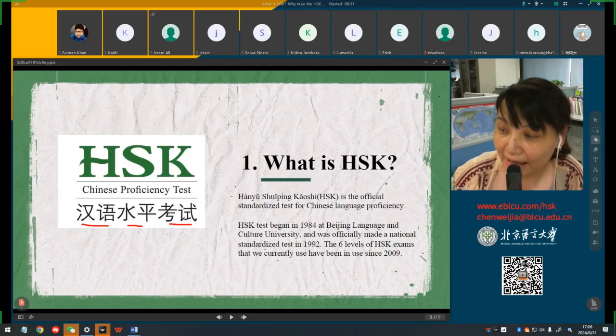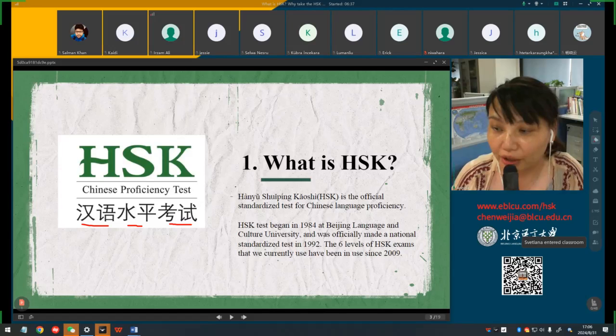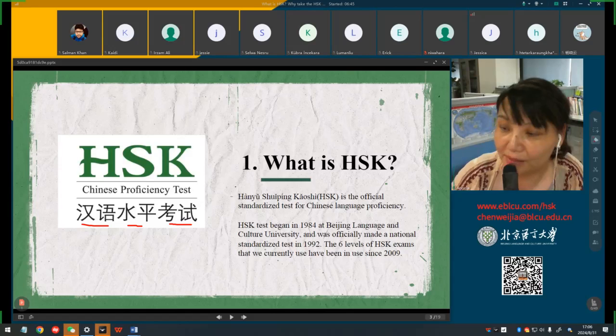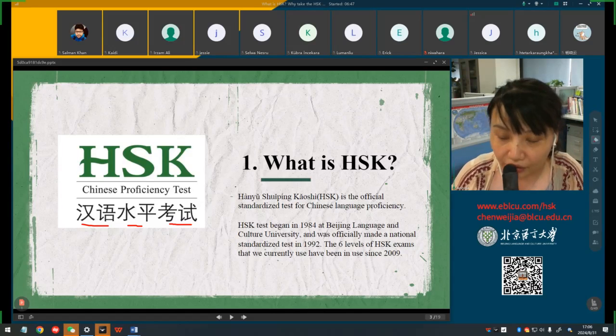HSK also tests Chinese learners' ability to use Chinese as a second language in their daily life, academic usage, and professional lives, through a standardized examination and evaluation with a uniform grading and scoring system.